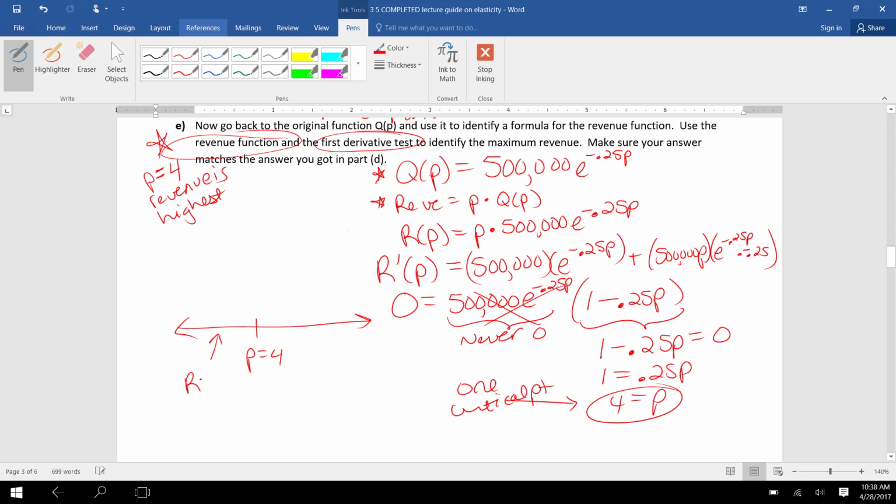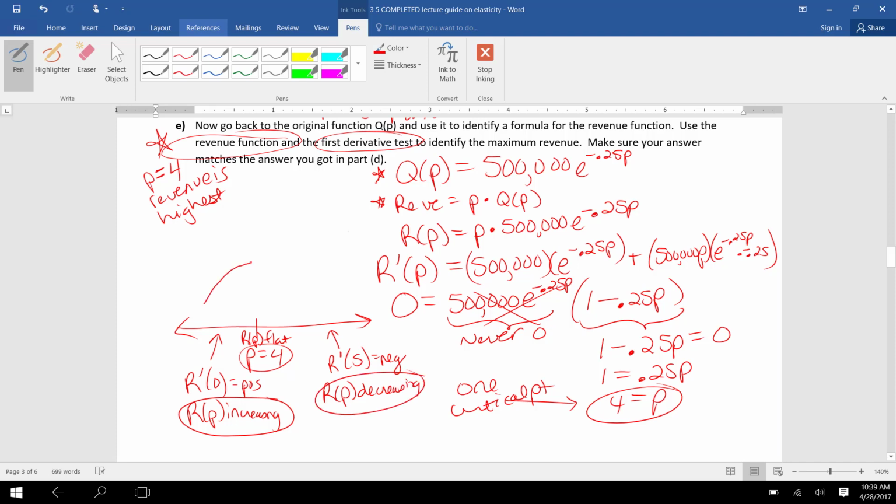I test the left side. I plug 0 into the first derivative. When you plug 0 into this function, you get a positive derivative value, meaning R of P is increasing on the left side of P equals 4. At P equals 4, R of P is flat because that's where the derivative is 0. And if you plug in R prime of 5, you get a negative value in the derivative. So R of P is decreasing, meaning our R function is increasing, then flattens at P equals 4, then is decreasing, so P equals 4 is a local max, just like we figured out when we used the price elasticity of demand.